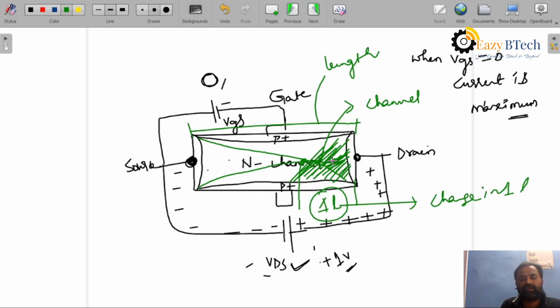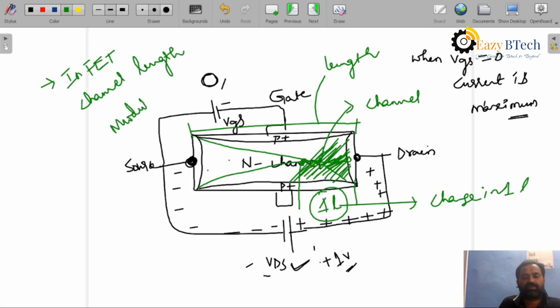Now the length from this point, from the drain point. The pinch off voltage from the drain point is moving to this change in length point. Then channel length modulation occurs in FET. Channel length modulation takes place.